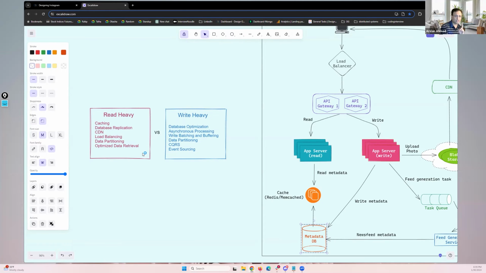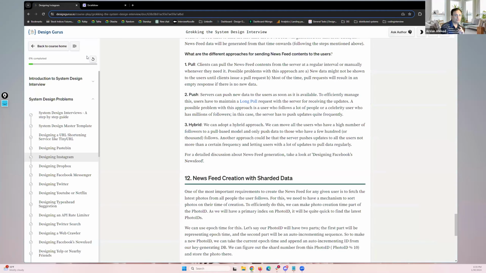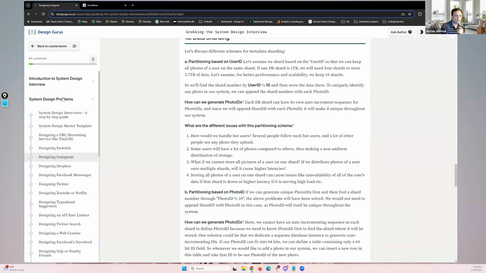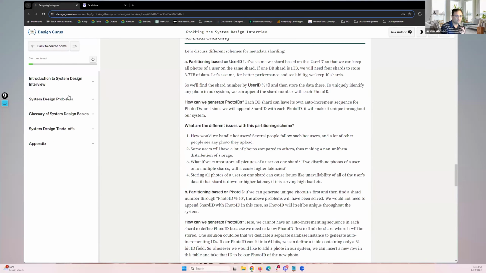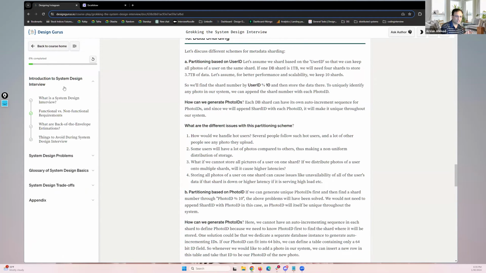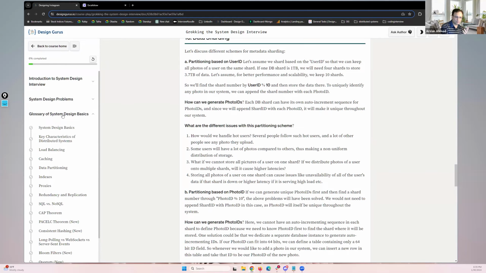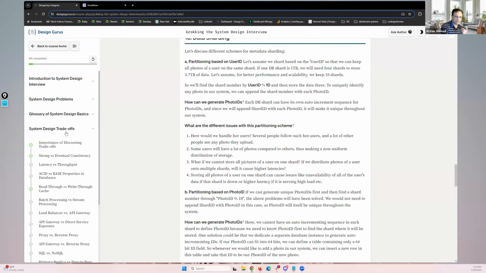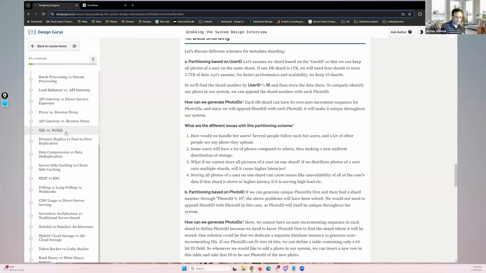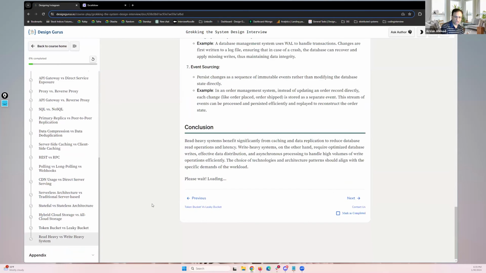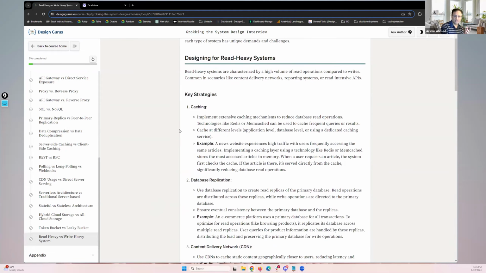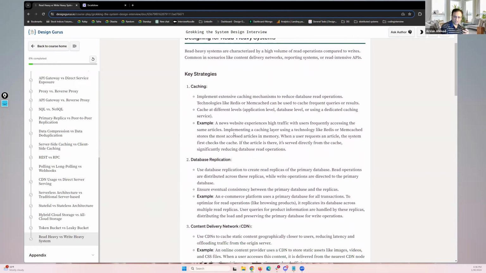You can actually read about this in the course. If you see Grokking the System Design Interview, we have four sections. One is the introduction, then the case studies, then a glossary of basics, and then these trade-offs that I keep referring to. This last one I added recently, and it discusses all these things we mentioned in detail, with examples of the systems where you can use them.